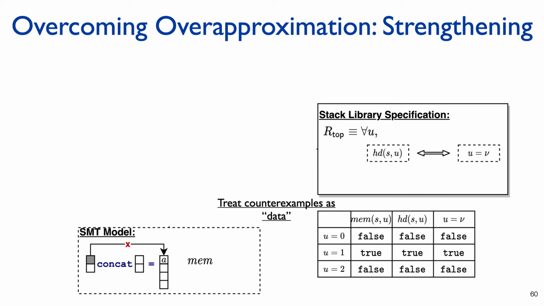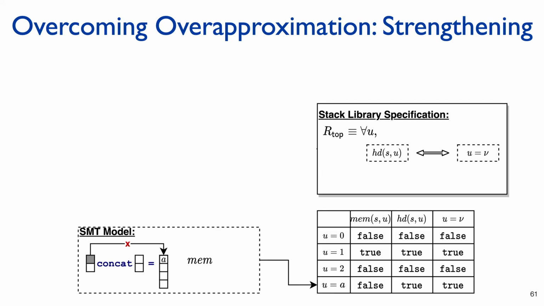The idea here is to treat the counterexample as data. Here we focus on A. A is not a member of the first stack, but A is the head of the first stack. So we have a feature vector: false, true, true. Because this is a situation we try to rule out, we label it as negative. Other feature vectors are sampled by some execution, so those are good feature vectors, and we label them as positive. And we can learn a specification as a classifier to separate the positive and negative.